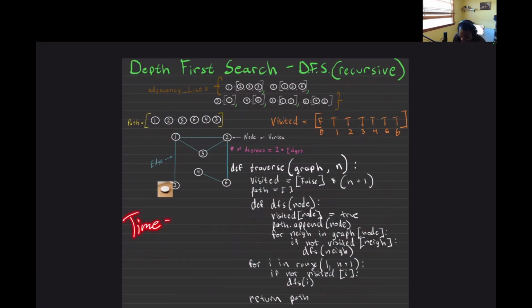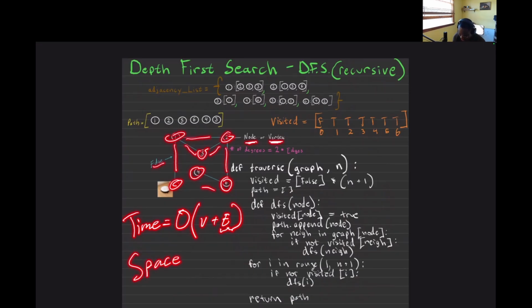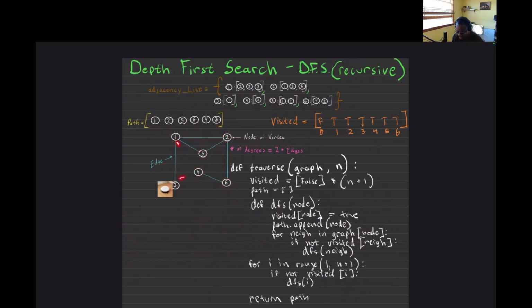The time is big O of V plus E, where V is the number of vertices, or you can call them nodes, right? These guys in our graph. And E is the number of edges, right? The connections in our graph. And the space will be equal to big O of V, where V is the number of nodes, right? Because look at this path. I have 1, 2, 3, 4, 5, 6. How many are in the graph? 1, 2, 3, 4, 5, 6. So I used all the nodes in the graph, and that is it.